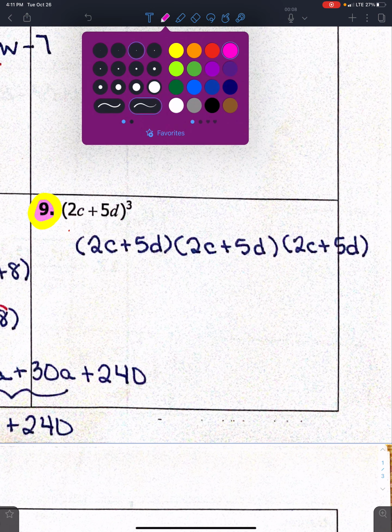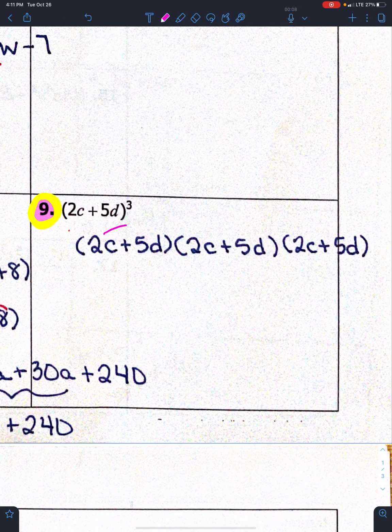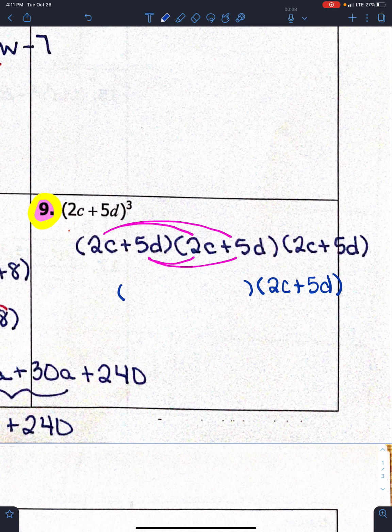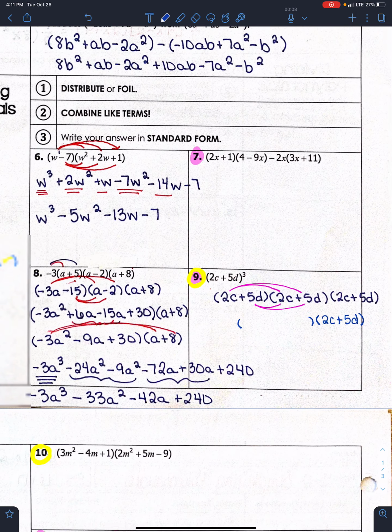Now, with that being said, you are going to distribute 2c times 2c, 2c times 5d, 5d times 2c, and 5d times 5d. At that point, you're going to have a trinomial when you simplify it. You're going to take that trinomial and multiply it times 2c plus 5d using distribution a third time, similar to what we did on problem number 8.